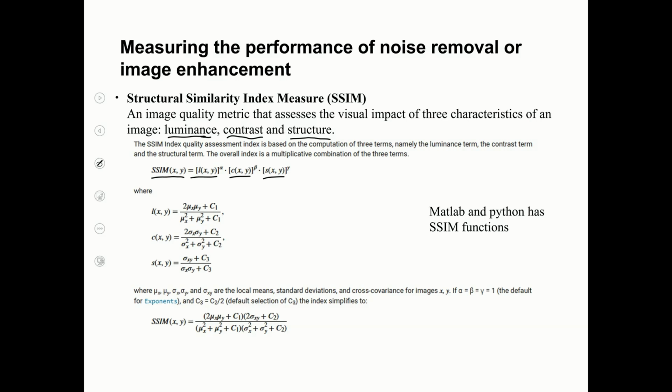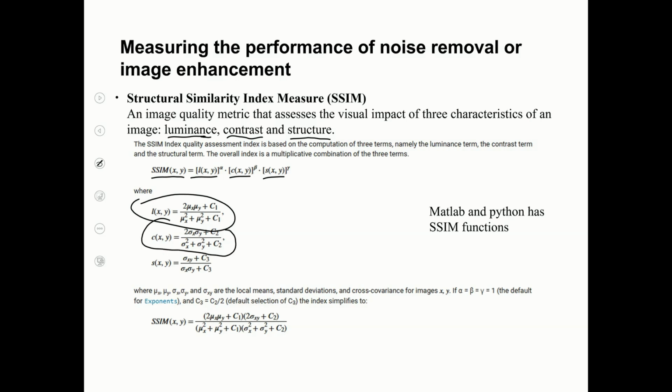Okay, and I just multiply all of them. Alpha, beta, gamma are just constant numbers. And here you see the luminance, I define it like this, which makes sense. Why? Because mu x and mu y are the mean value of the original image and the mean value of the reconstructed image. If both images have the same brightness, what would be the value of luminance? 1. And if they are not, it will be less than 1. So the luminance value goes from 0 to 1: 1 means perfect, 0 means no match. So this gives you an indication.